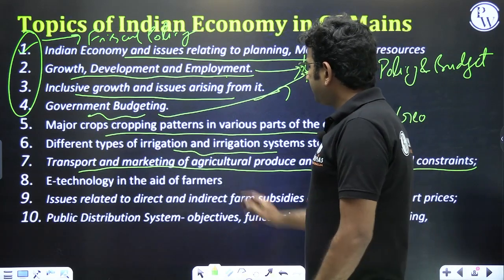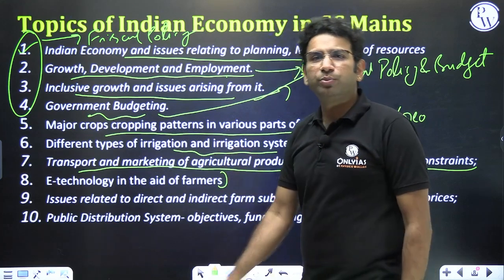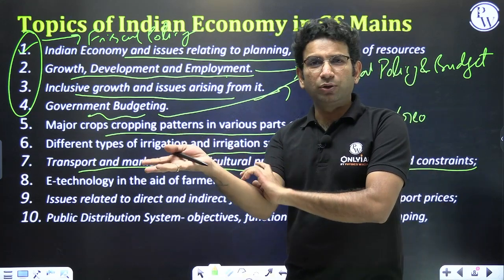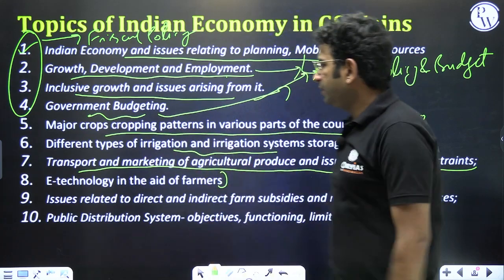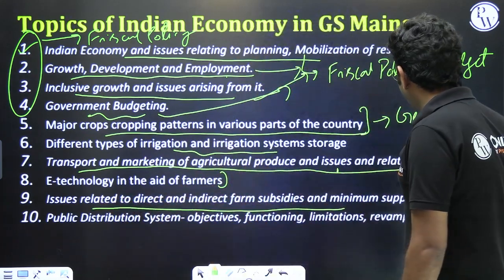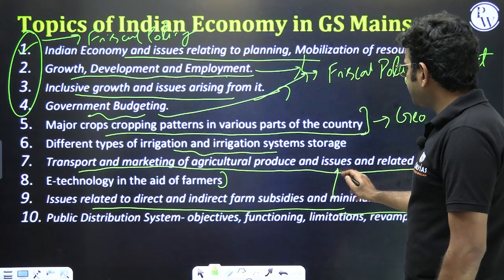E-technology in the aid of farmers, something which is hardly being touched by UPSC, and they have included a question as a part of science and technology, I would say. They have mixed it. Then after that, issues related to direct and indirect subsidies and minimum support price, as I told you, that we're discussing here also.